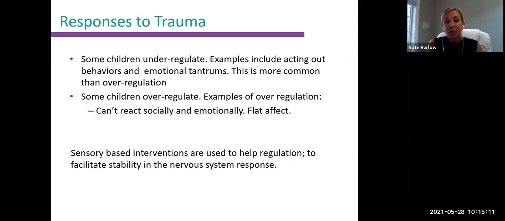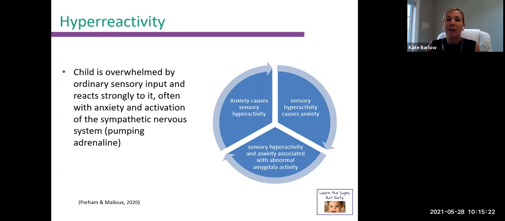So interventions for children are really to help them with their self-regulation. And a lot of times the way in which we do this is with sensory-based interventions. So just a quick note on hyperactivity, because I think it's important that we recognize that these children having this toxic stress have increased anxiety, and anxiety causes hyperactivity, and sensory hyperactivity also causes anxiety. And so here we have this circle, and the sensory hyperactivity and anxiety are both associated with abnormal amygdala activity.